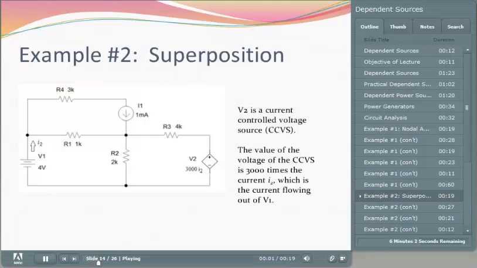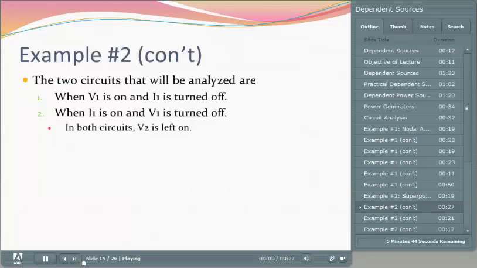In this circuit, I have replaced the voltage-controlled current source with a current-controlled voltage source. The magnitude of the voltage of the dependent voltage source is 3,000 times the current I2, the current leaving V1, the independent voltage source. So, when applying superposition, we will only analyze two circuits.